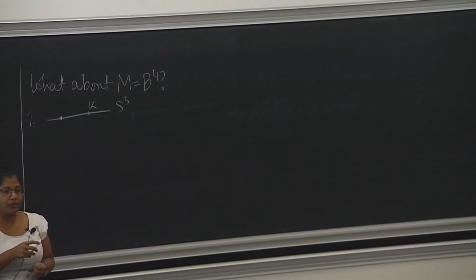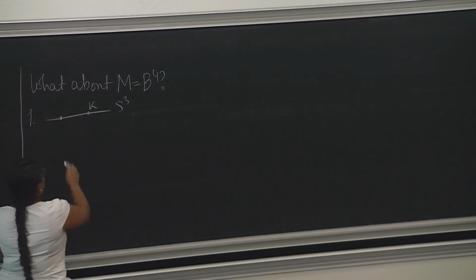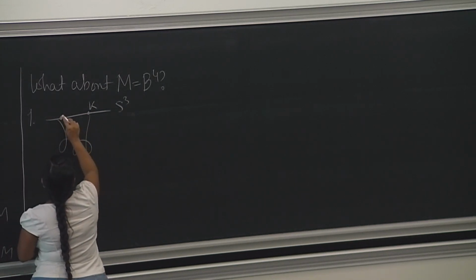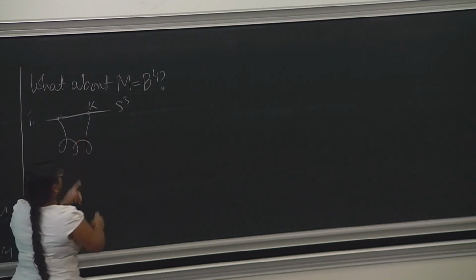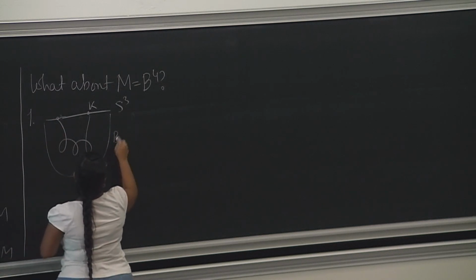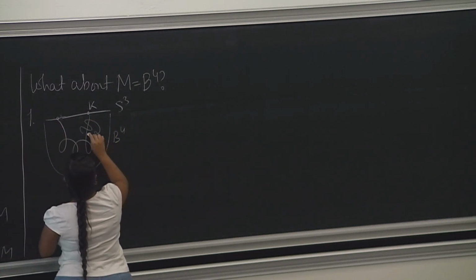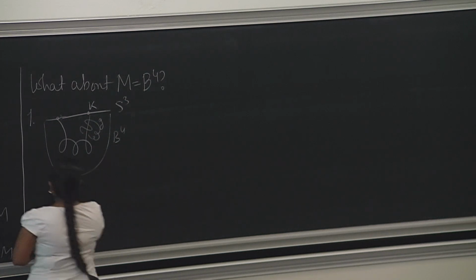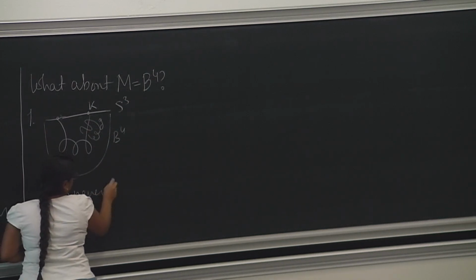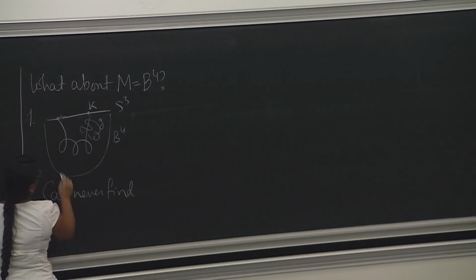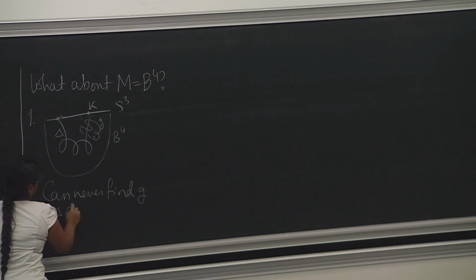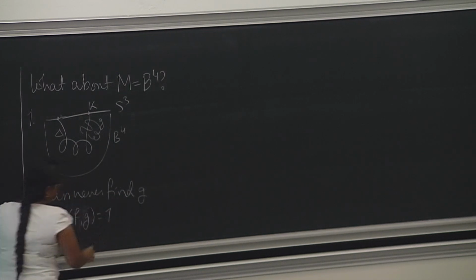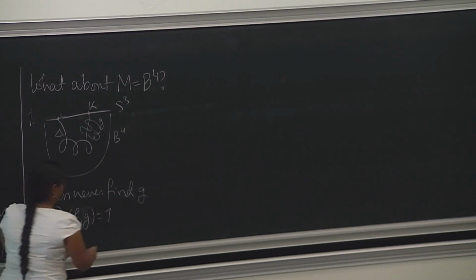So you could always take in S3 a knot. Gregor wants me to take the cone, but you don't even have to take the cone. You can always find an immersed disk like this just by changing the crossings or something like that. So if this were an actual knot and this was B4, we can never find G. If this were Delta, you'll never find G such that lambda(F, G) is equal to 1, because that's a homological intersection.